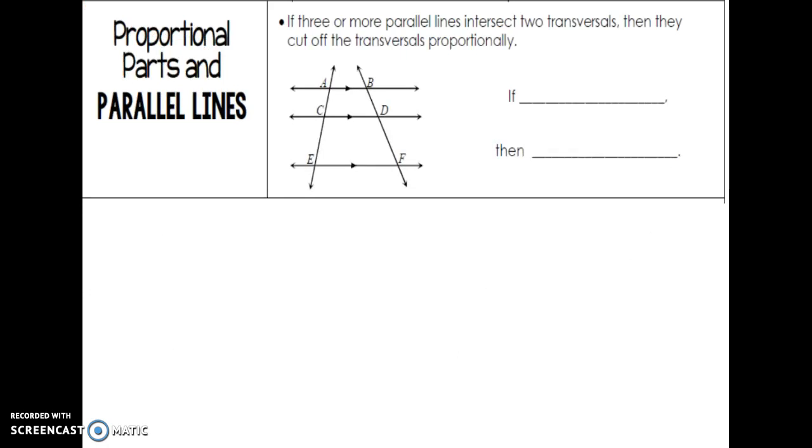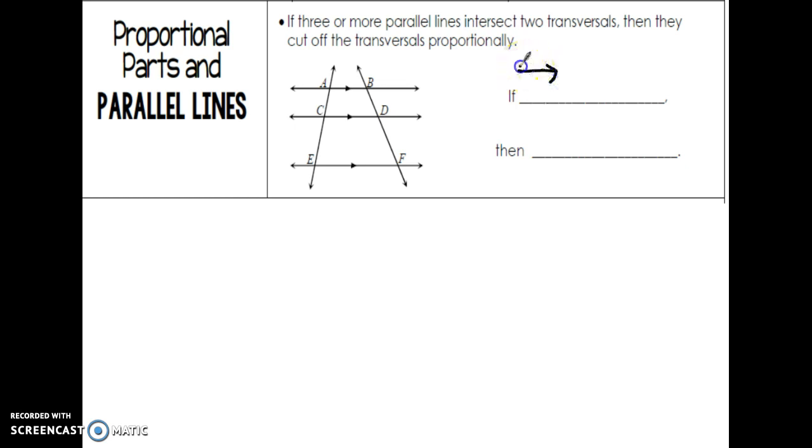So for proportional parts and parallel lines, we did some of these during the scavenger hunt. Some periods did, some periods didn't. But I'm going to show you a new way to do it for those that did do it, and then for those that didn't, welcome to these type of problems. This part says if 3 or more parallel lines intersect 2 transversals, then they cut out the transversals proportionally. It's a lot of words, so let's take a look.